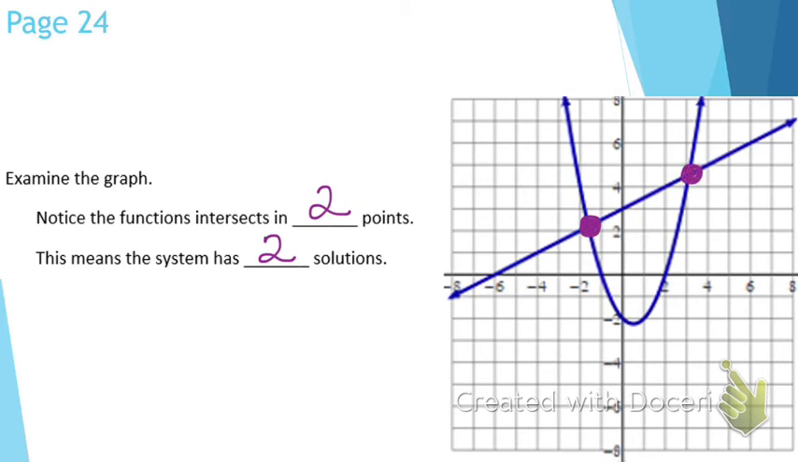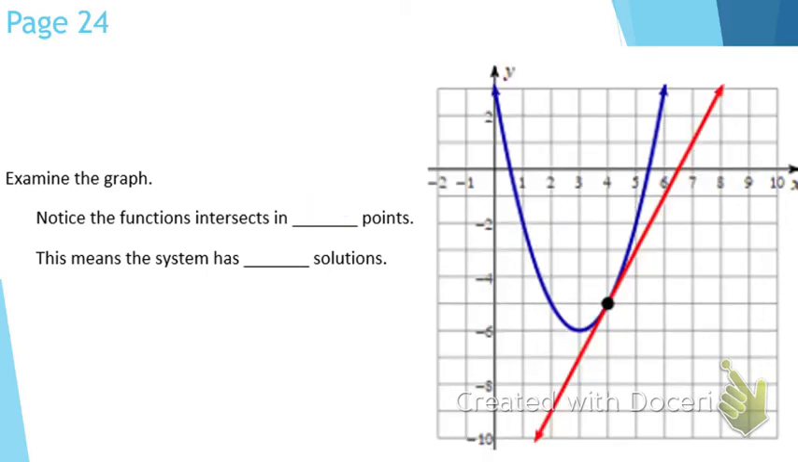Now, those 2 solutions are kind of hard to name because they're not on the grid. So we can't really figure out exactly where it is, but that would be your 2 solutions. So we have a parabola and a line. It has 2 solutions. What about the second one? How many solutions do you think this has? Show me with your fingers. 1, right? It only has 1 solution because in this example, it only crosses through it once.